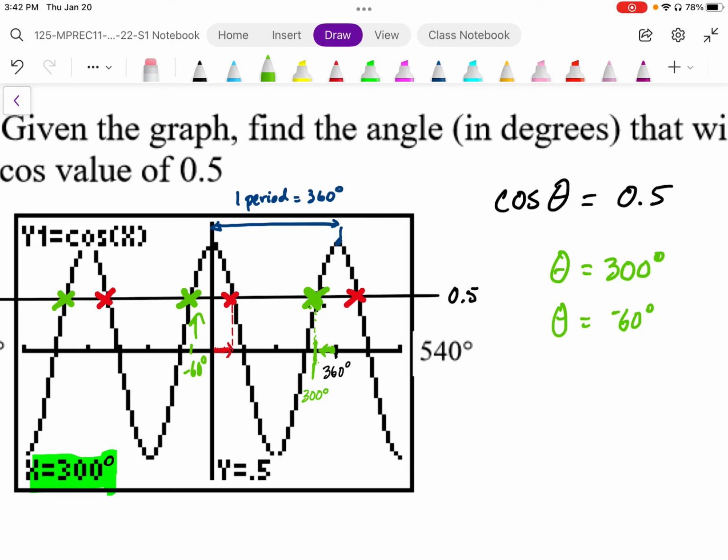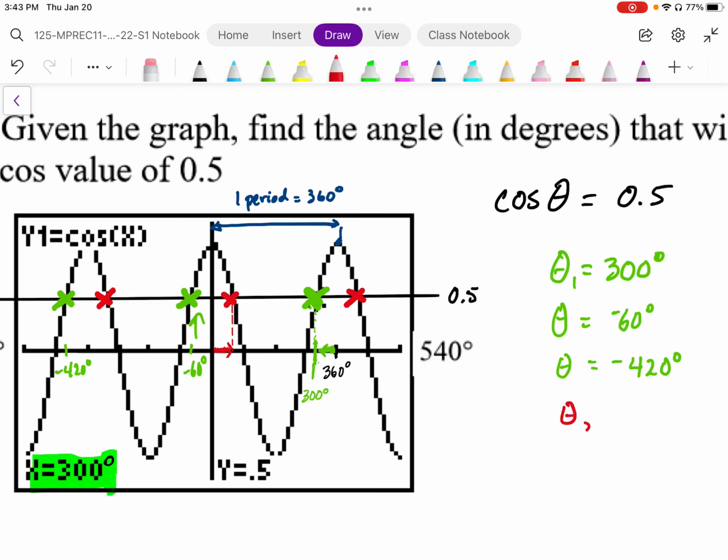If I want to go backwards to the next one over here, I would subtract another 360 degrees. So I would get negative 420 degrees. So this position here is negative 420 degrees. Okay, so those are our green positions. They relate to theta 1. We also have another position here in red that relates to theta 2.